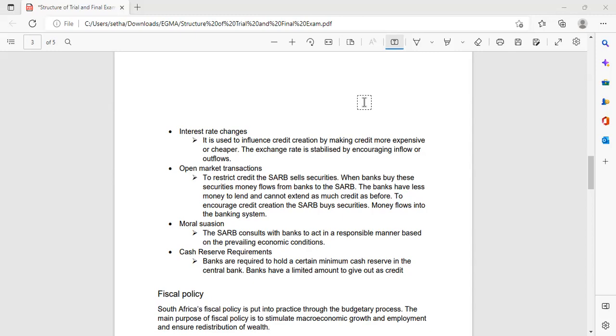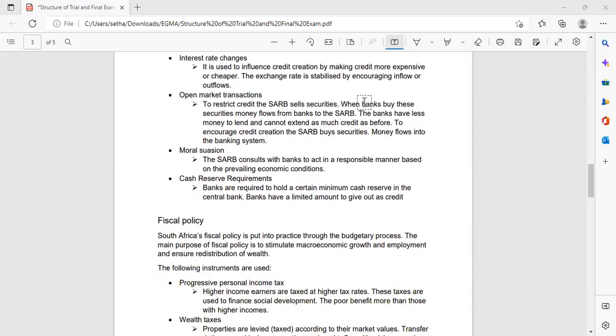extend credit. Moral suasion. This is a case whereby the South African Reserve Bank consults with banks to act in a responsible manner based on the prevailing economic conditions. And the last one, cash reserve requirement. Banks are required to hold a certain minimum of cash in reserve in the central bank. So banks have a limited amount to give out as credit.